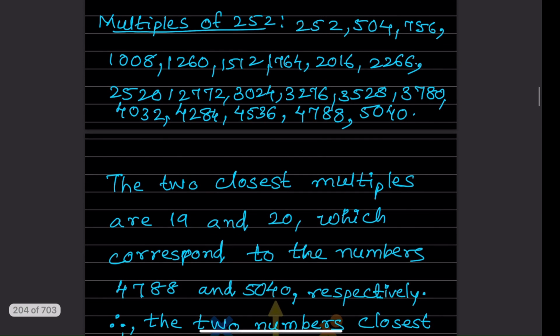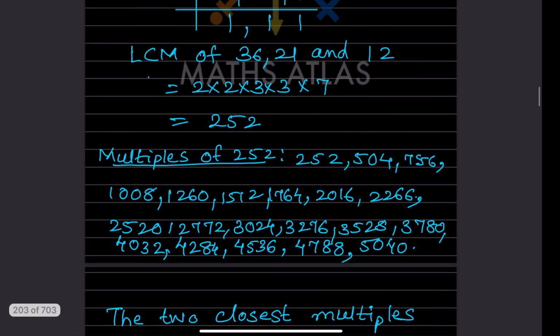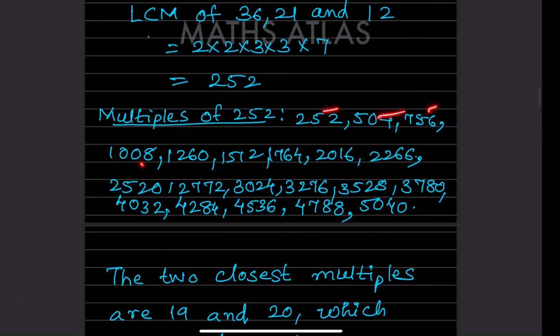Here, these are all the multiples of 252. When you keep on doing, you get here 50, because we want to see the closest to 50. So we can say the two closest multiples are, 1, 2, 3, 4, 5, 6, 7, 8, 9, 10, 11, 12, 13, 14, 15, 16, 17, 18, 19, and 20.